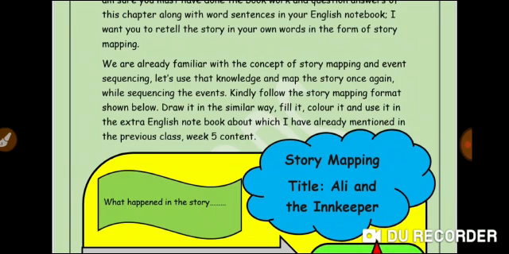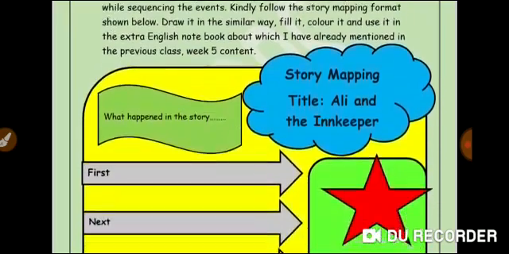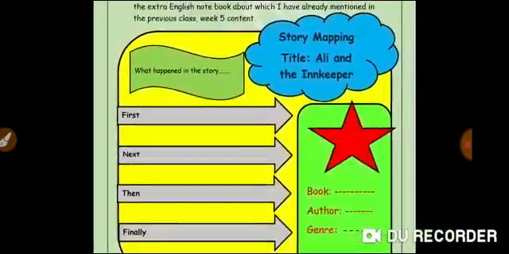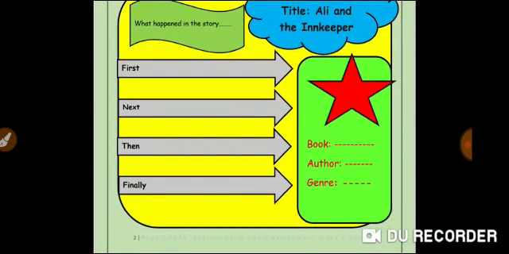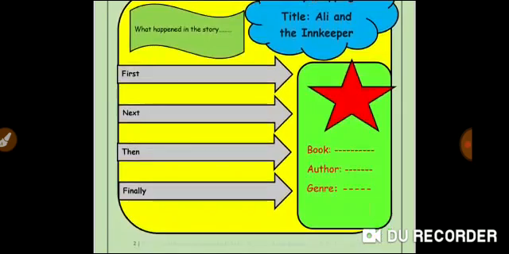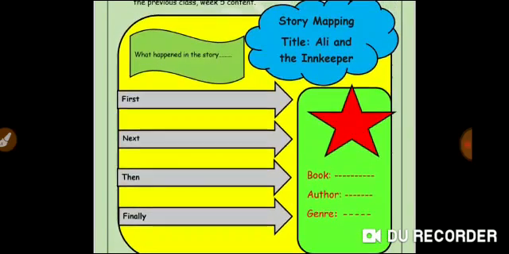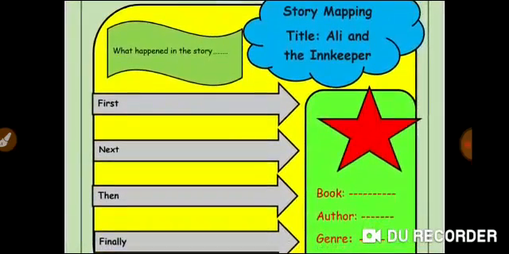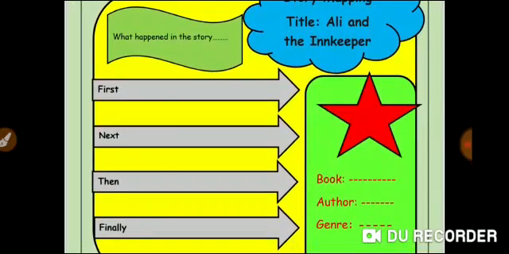Kindly follow the story mapping format given below. Draw it in a similar way, enjoy coloring it, but before that fill it and use it in the extra English notebook, about which I have already mentioned in the previous class, week 5 content. So here is the story mapping format. Have a look. Here the title you will write on the cloud. Here in this green box you'll write the book, author and genre with a star over it, and then here is asked what happened in the story.